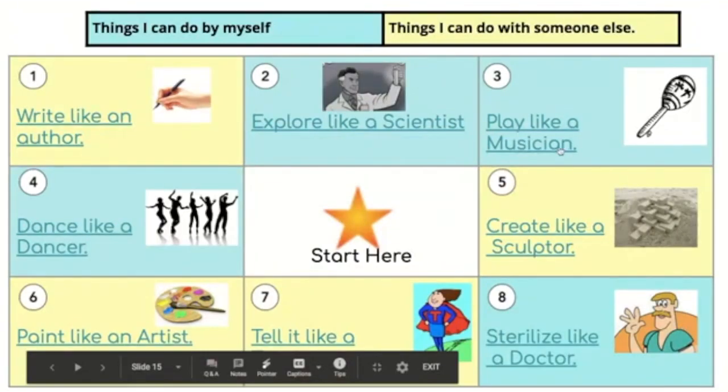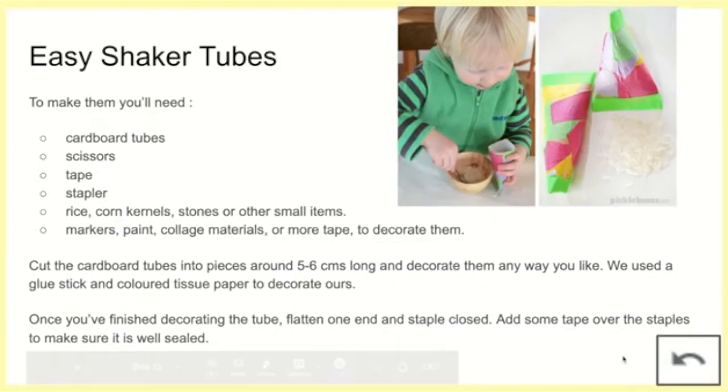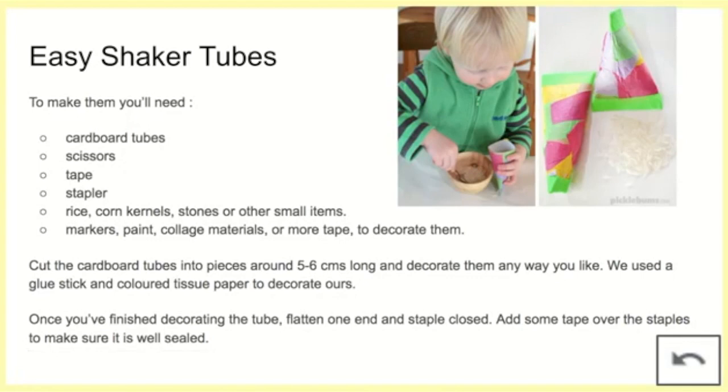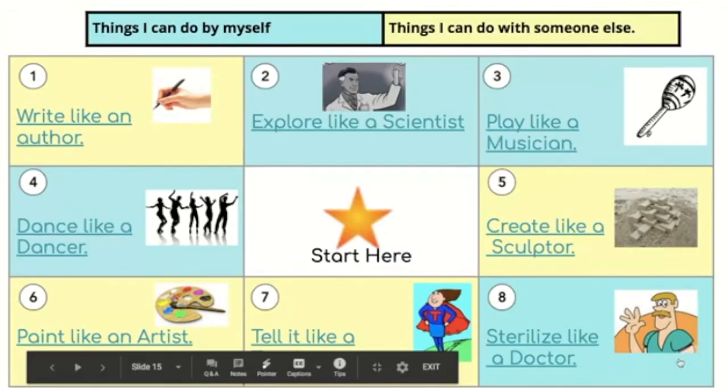Playing like a musician, I have a link here to some easy shaker tubes that families can make at home using toilet paper rolls. So you can make your toilet paper roll, staple it or tape it at the bottom, add your rice, and then staple or tape it at the top. And if you tape it a different direction, it makes it kind of jazzy. Very easy, quick thing that they can do.